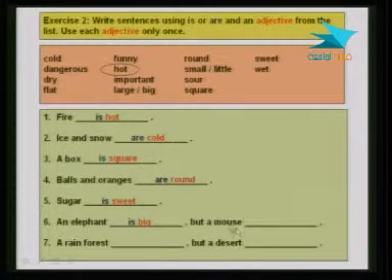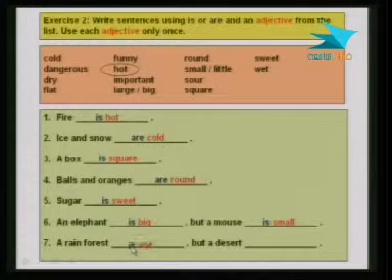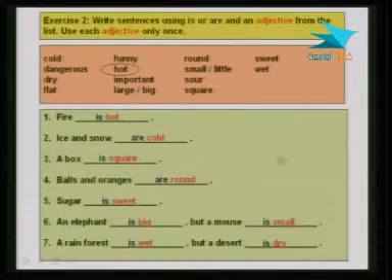But a mouse, well, what's the opposite of big? Small. But a mouse is small. Number 7, a rainforest is wet, but a desert is dry. A desert is dry. It's very important that we do this exercise together, okay? It's also very important that you do the exercises that I will give you later on. But let's continue this exercise.